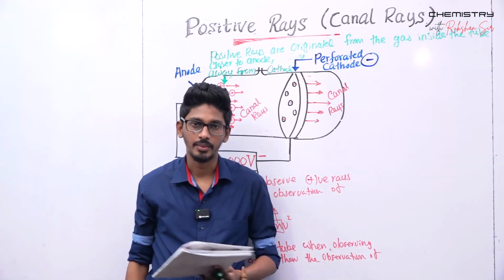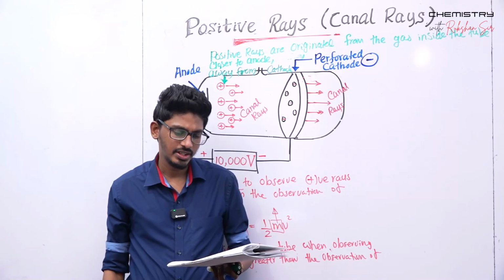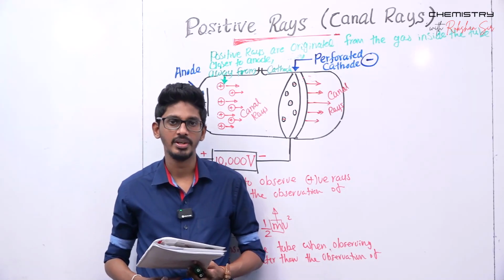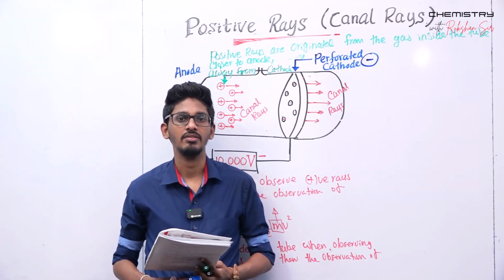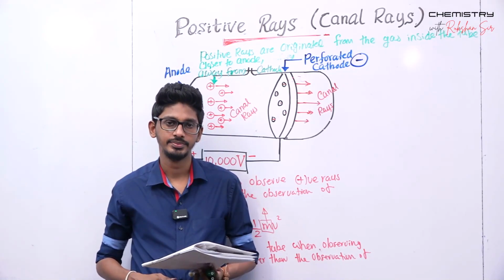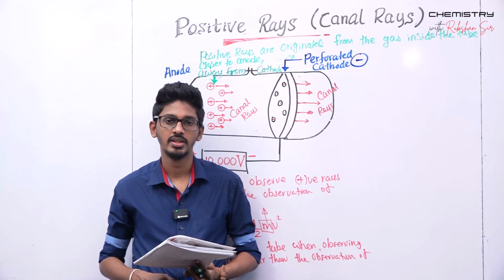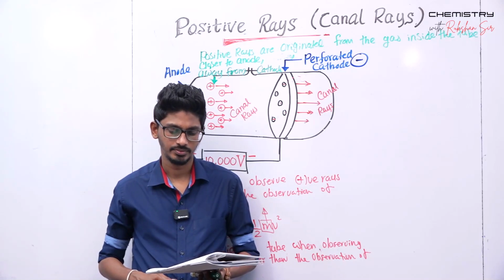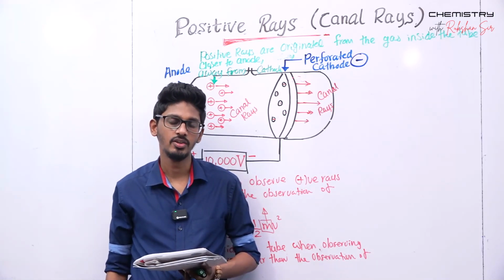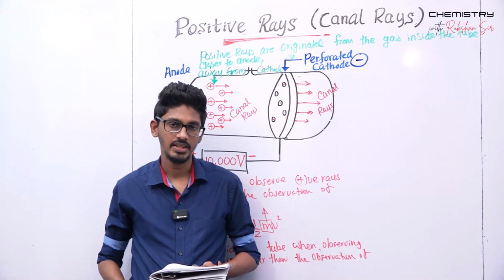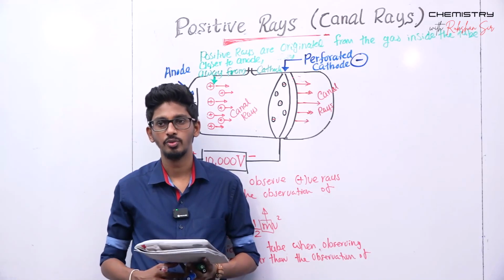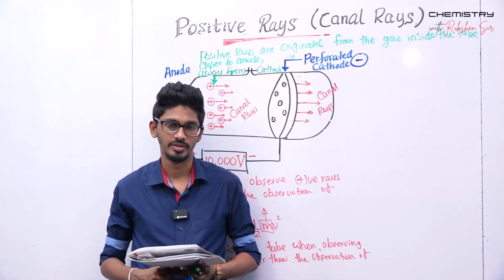Let's write that. Since they are formed away from the cathode, closer to the anode, they were also known as anode rays.